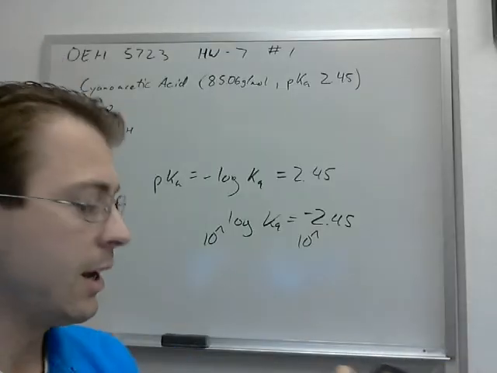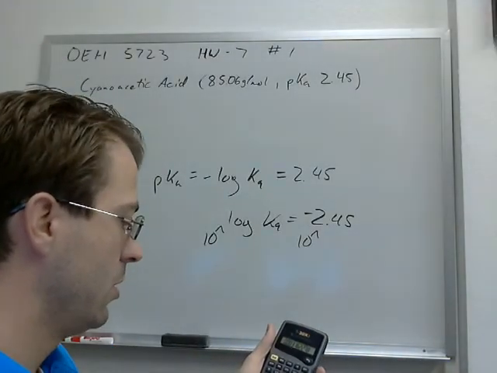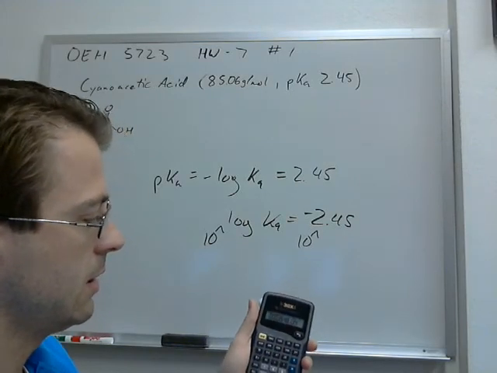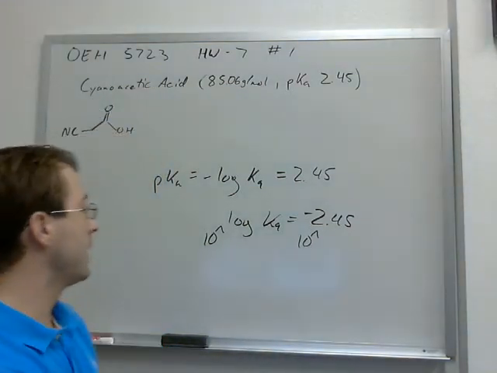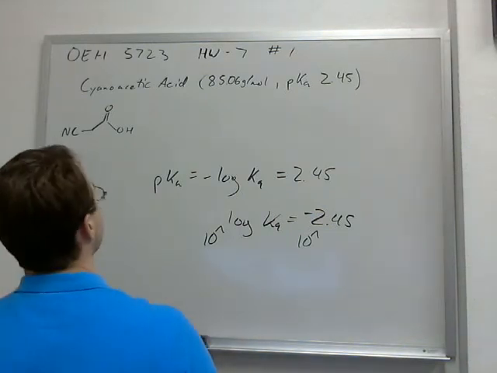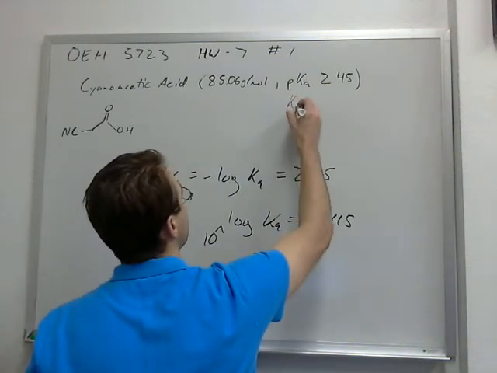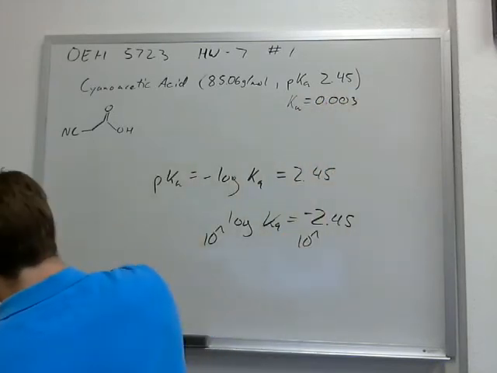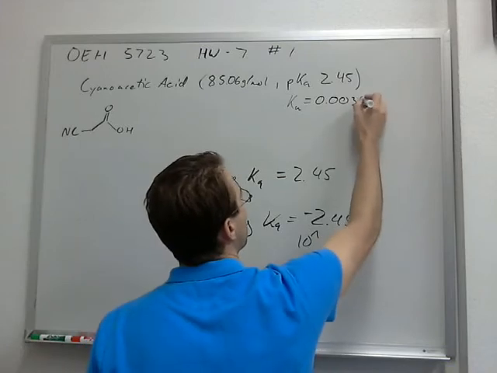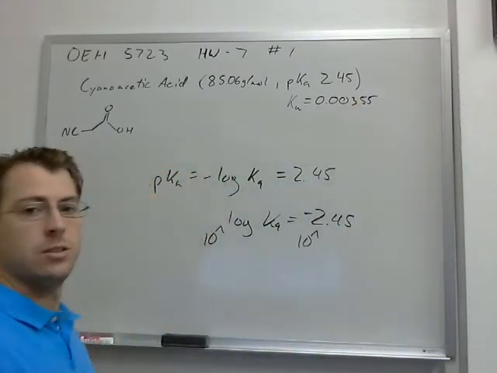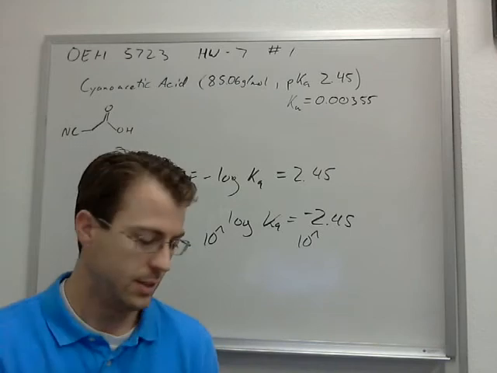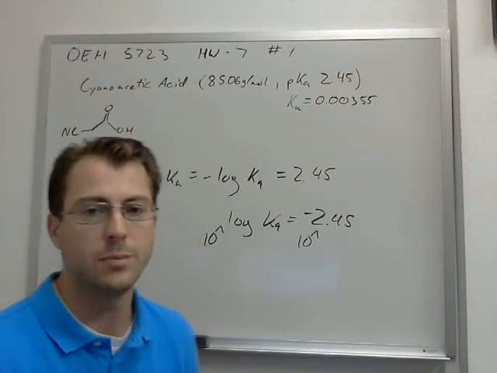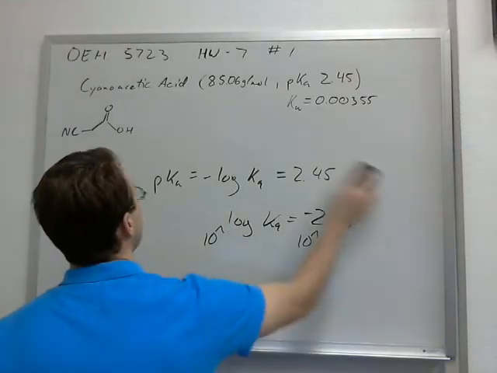And so anyhow, we do negative 2.45, and then just 10 to the x. And so we end up that the Ka is .00355. So that's the only thing that's tricky about this. Otherwise, this is just basic acid-base equilibria.